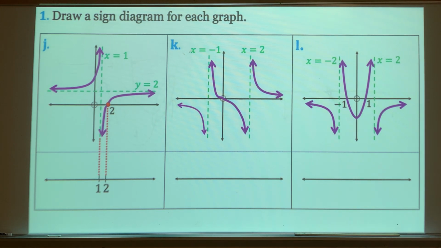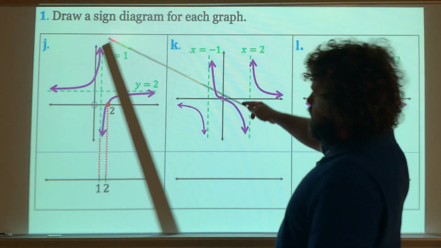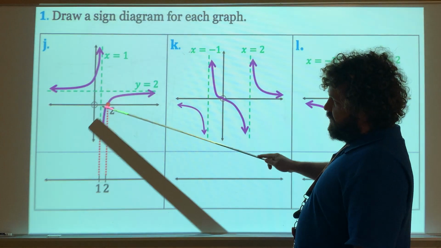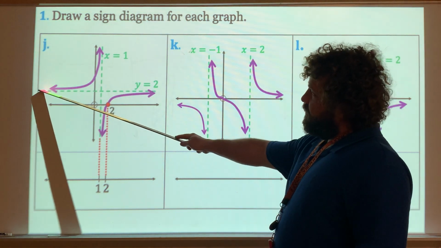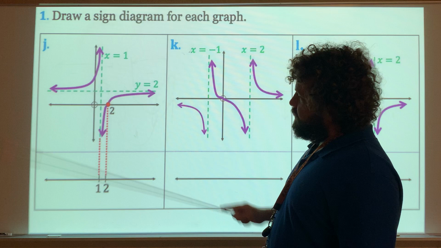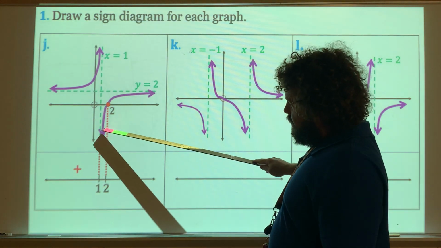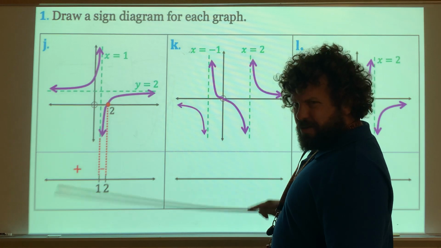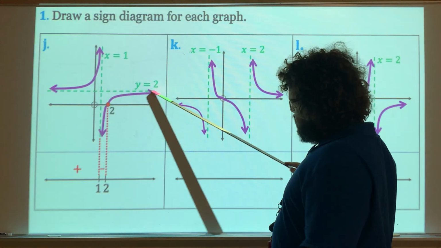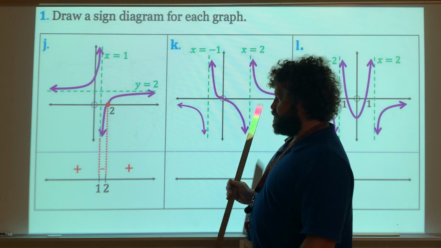Between 1 and 2. Now, at x equals 1, you have an asymptote, so that's undefined, and at 2, it crosses the axis. So let's look. From -infinity to 1, this whole graph is above the line, so that's a plus. From 1 to 2, it's all under, so that's a minus. I had to squeeze a little minus in there. And then above this, all the way to infinity, is a positive.